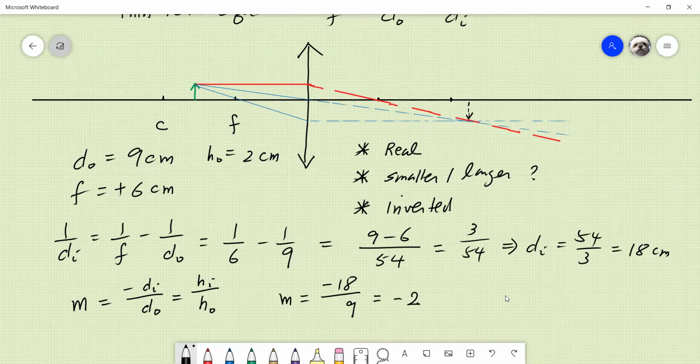Now what does this negative sign tell us? This negative sign tells me that they are upside down. If they are positive, the image and the object are in the same orientation, in this case pointing up. If they are negative, the object and the image are in opposite orientations. Are you with me?